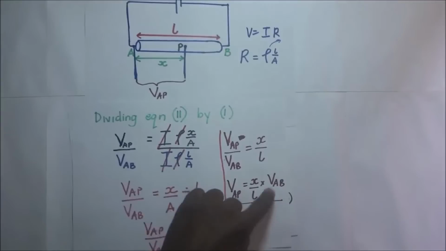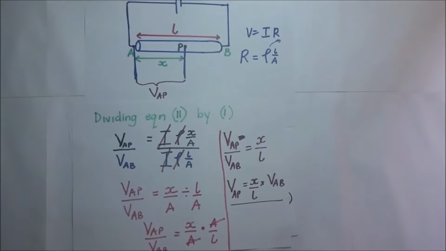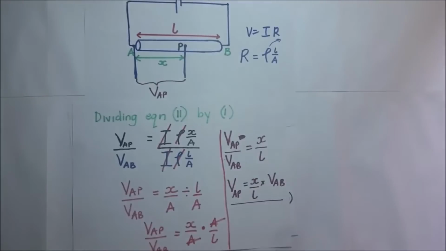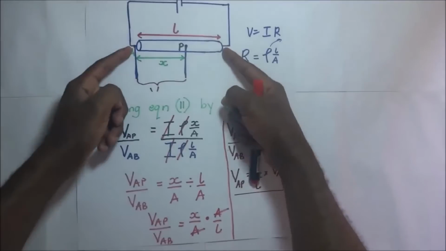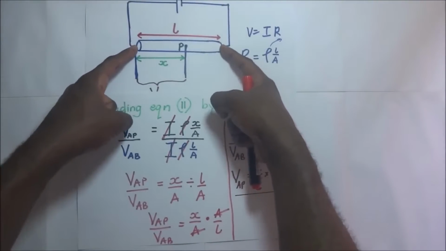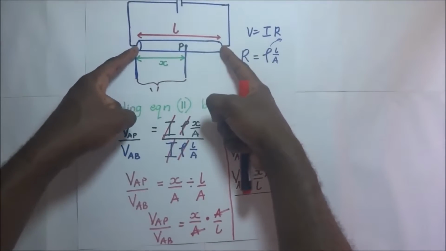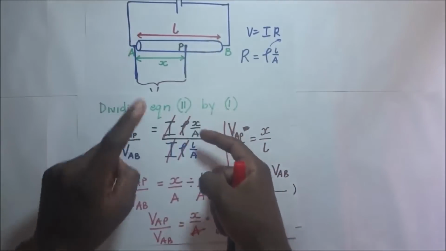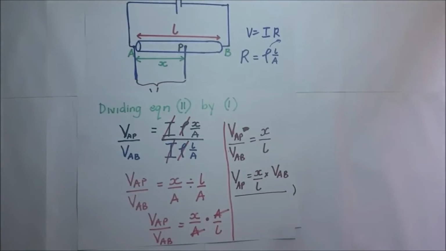So this expression shows us that the potential difference across a section of a wire is always proportional to the length of that wire. In other words, if the potential difference across this whole wire is 10 volts and this wire is 10 centimeters, it would mean that each centimeter of that wire is 1 volt. That's what we mean by saying that the potential difference across the section of the wire is directly proportional to the length of the wire.